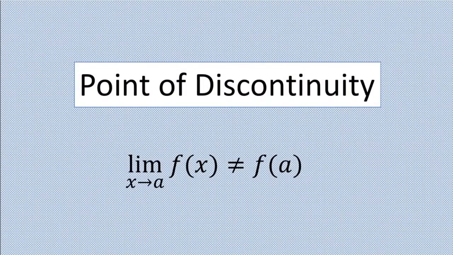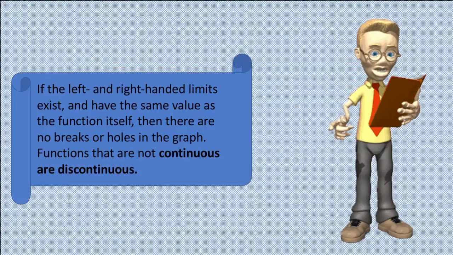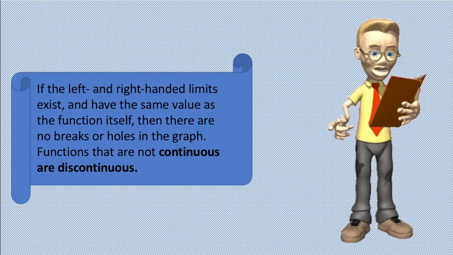Going to discuss when the function can be called discontinuous or continuous, but we're going to be focused on the discontinuity. If the left and right-handed limits exist and have the same value as the function itself, then there are no breaks or holes in the graph. We call this function a continuous function. But if this condition fails, we call it a discontinuous function.